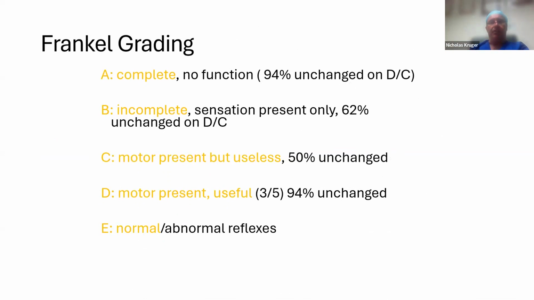So ASIA A and Frankel A are the same. A is complete, no motor or sensory function distal to the injury. B is incomplete, so sensation preserved. C is motor present but useless. D is motor present and useful, so 4 to 5, and E is normal.